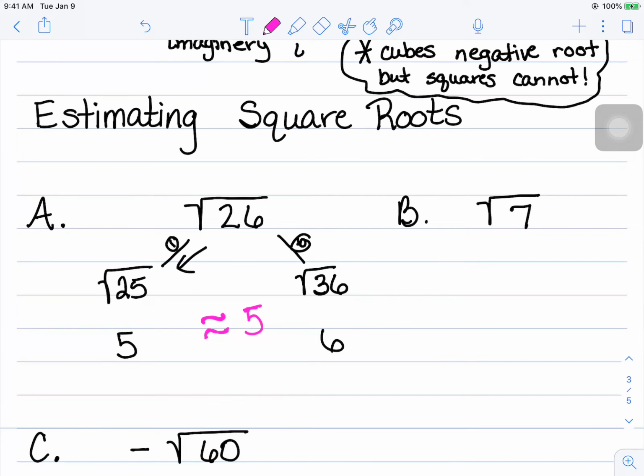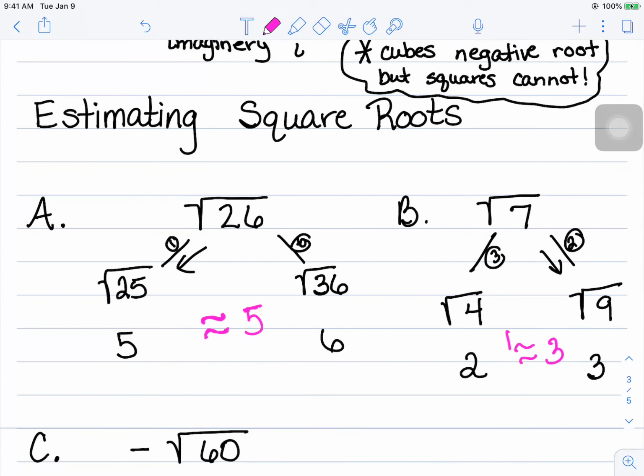All right, let's do the same thing with B. So we think about what is the perfect square before 7. Well, the perfect square before 7 would be 4, and the perfect square after would be 9, and the square root of 4 is 2, and the square root of 9 is 3. So I'm only 2 away from this one and 3 away from this one. Hmm, so I'm actually closer to this side. So this would be approximately 3 would be my answer.